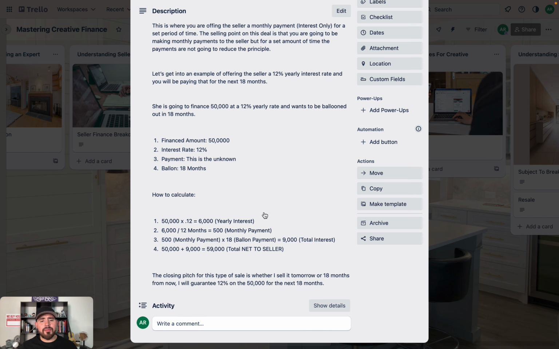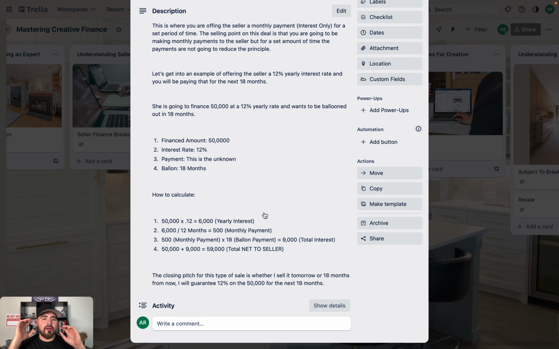So the closing pitch for this type of sell, whether I sell tomorrow or 18 months from now, I will guarantee 12% on the $50,000 for the next 18 months. How does that sound? And usually it sounds great. So I just want to get into it just to clarify a little more what this is, because I know the principal reduction is pretty simple. You could use the 10b2 calculator. The principal reduction with interest is also a little simple. This one is a little more complicated in the beginning, but it's really not that complicated.